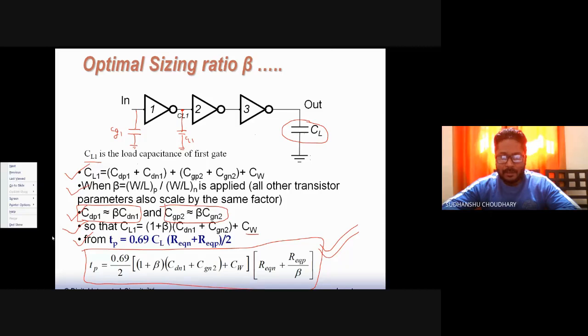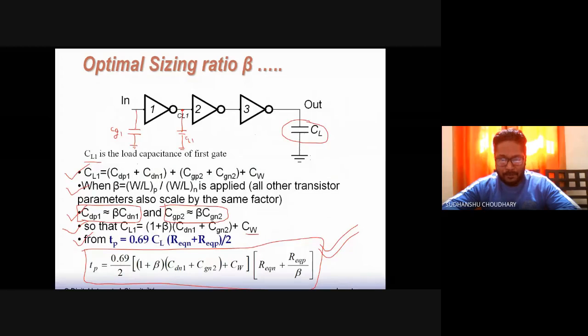Now the same propagation delay equation for this point can be applied to all these points. In fact, the total propagation delay will be equal to the sum of the propagation delays at each point, that is the delay at this point plus this point plus this point. So we have to apply this to this inverter chain, and then we'll try to find out the sizes of these inverters.